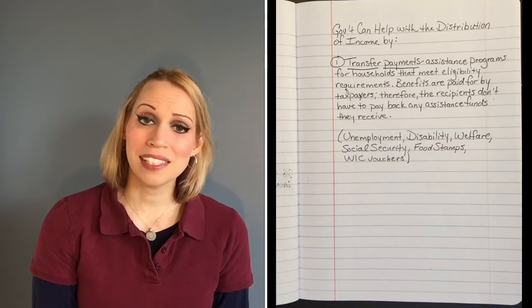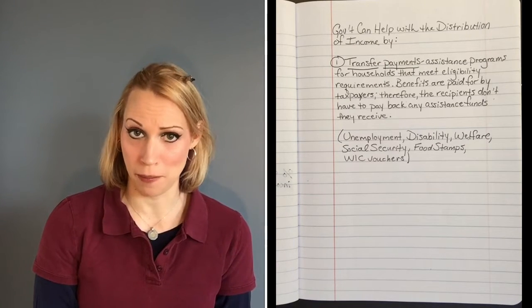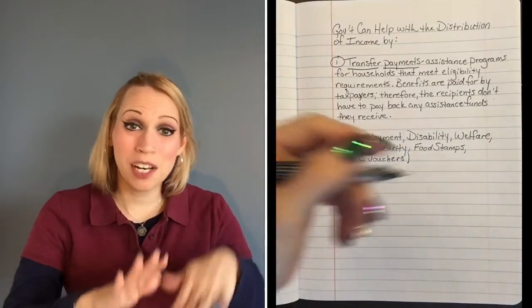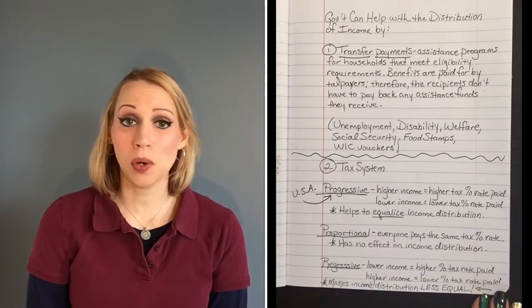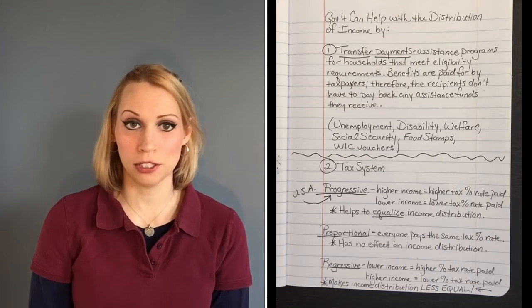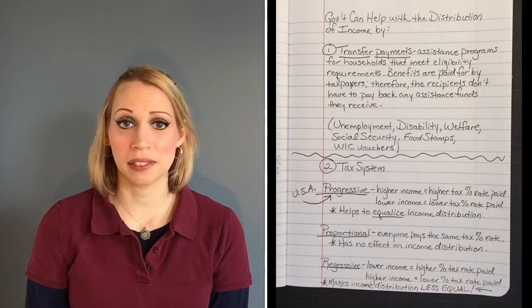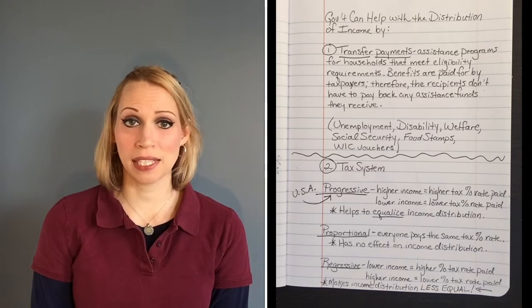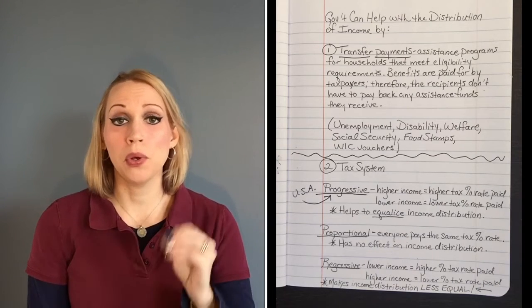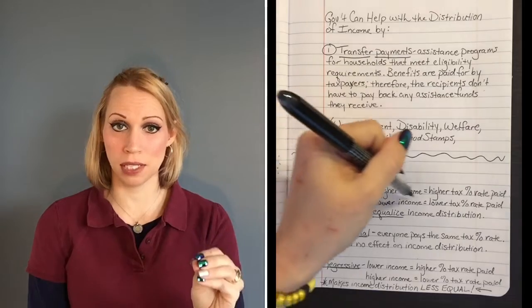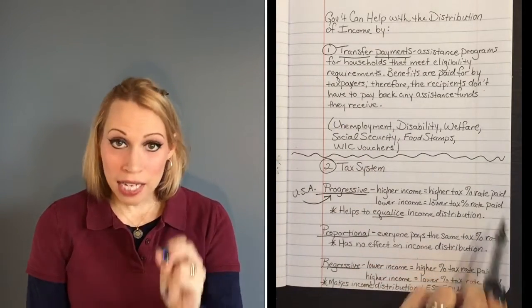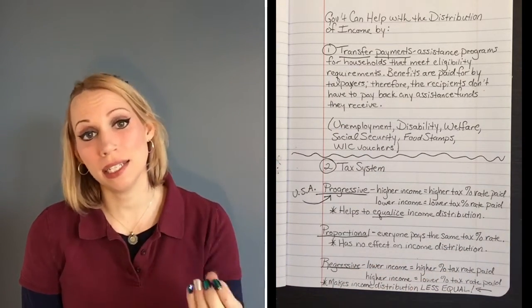So the government does step in and offer transfer payments, but sometimes the income inequality can be controlled by the tax system in a country. Now in the United States, we have a progressive tax system. A progressive tax system is when people who earn higher levels of income pay a higher percentage in income taxes.